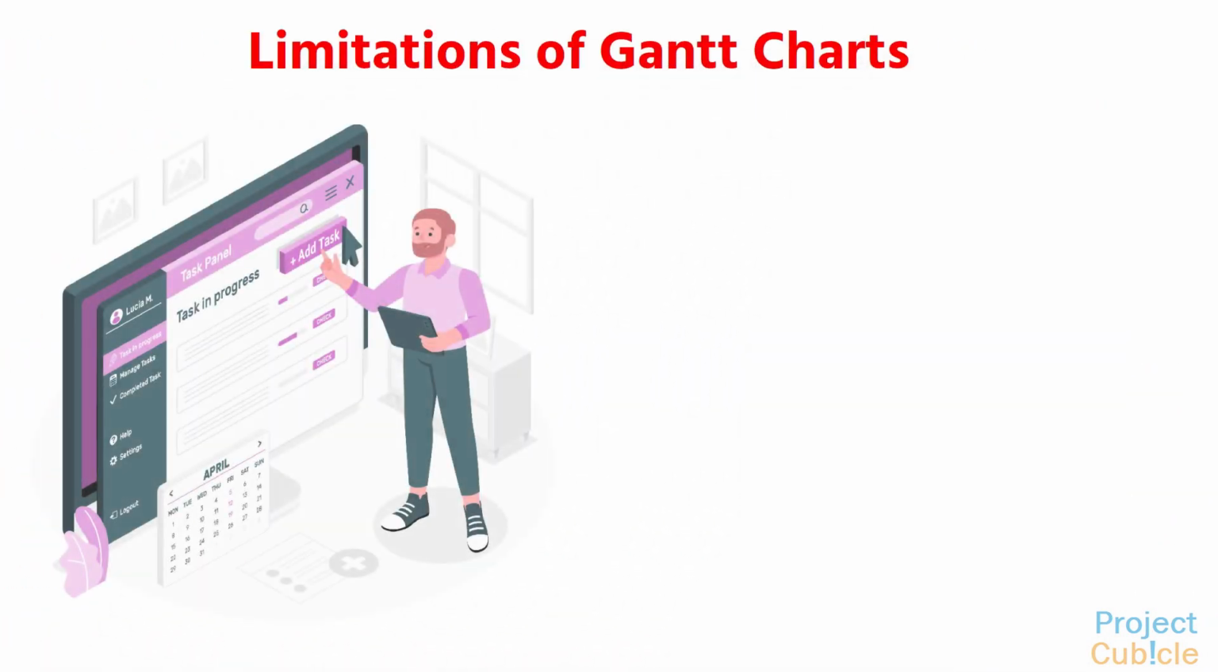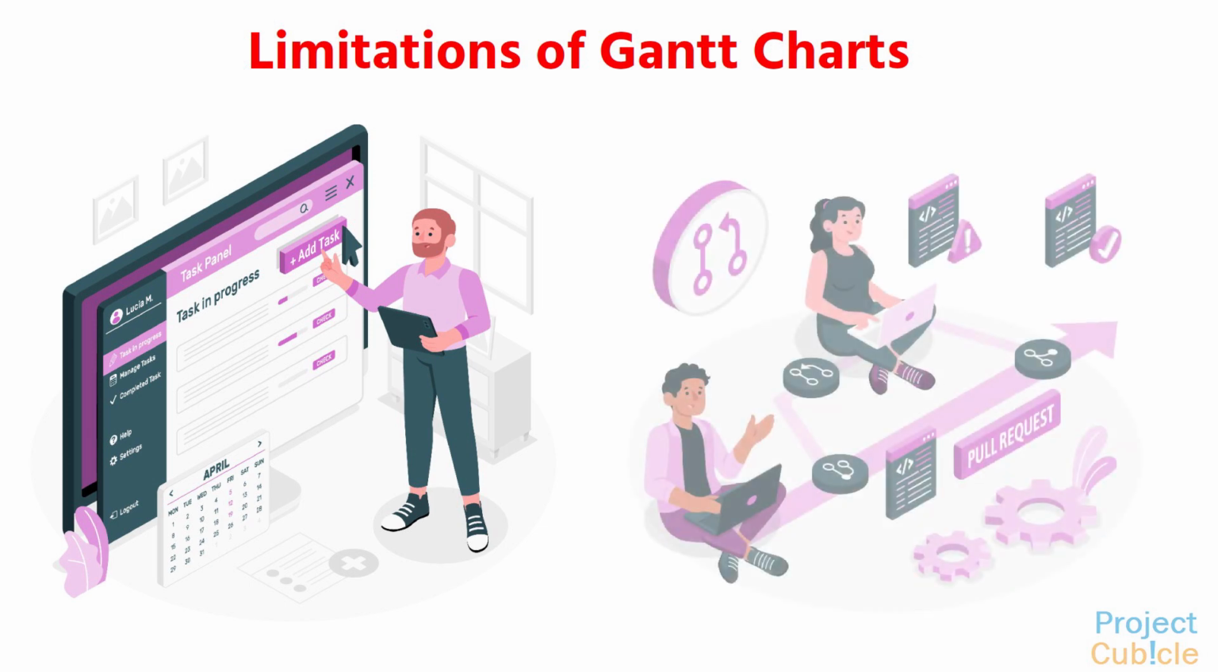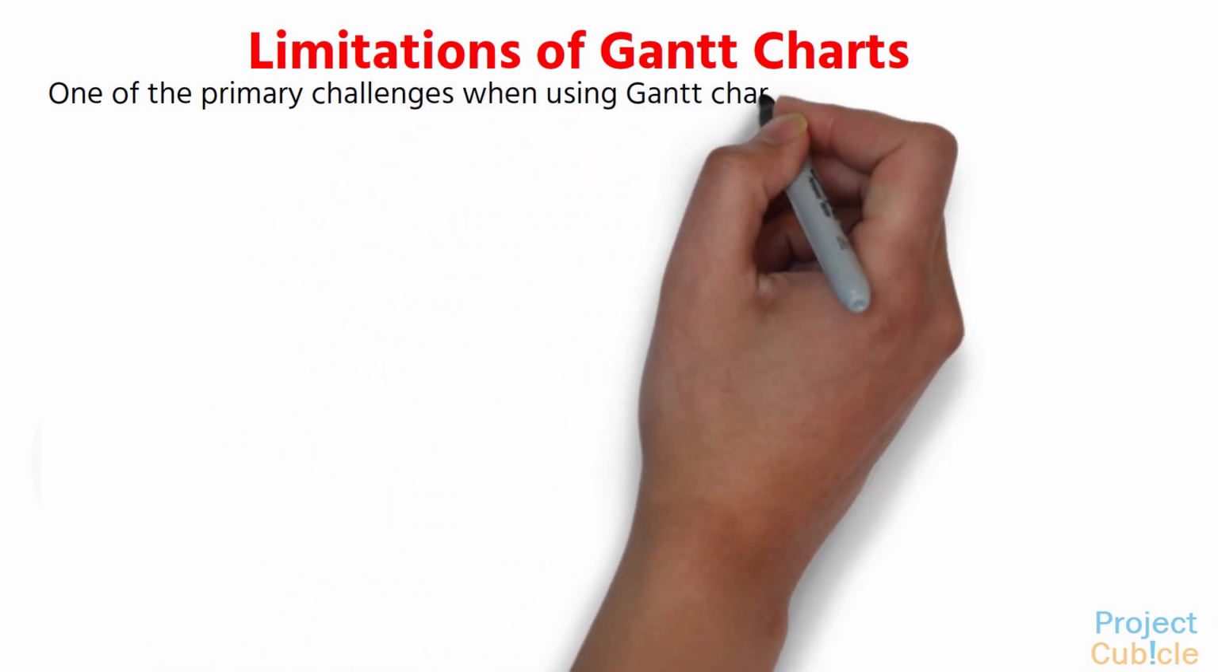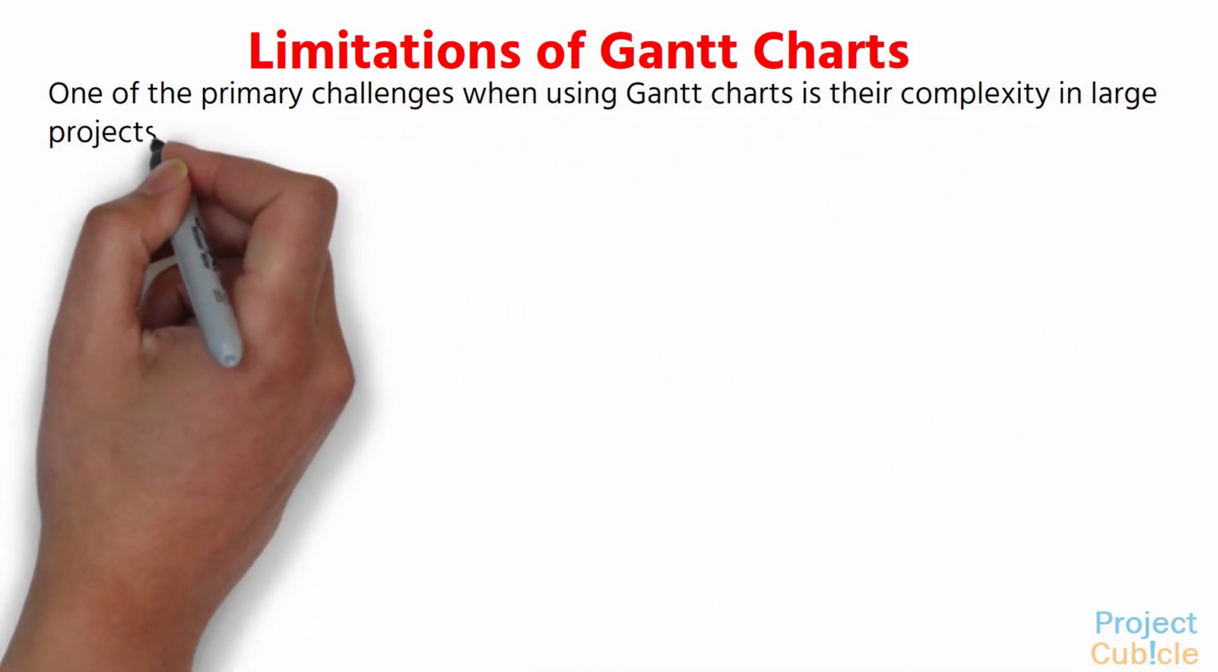Limitations of Gantt charts. Gantt charts aren't perfect. Setup can be time-consuming. With large projects, the number of activities and their details can complicate the chart and make it difficult to understand. One of the primary challenges when using Gantt charts is their complexity in large projects.